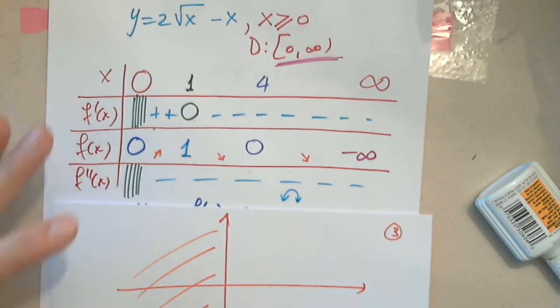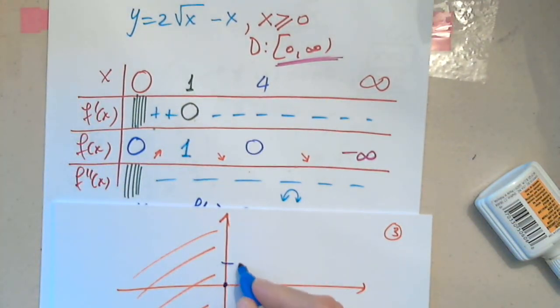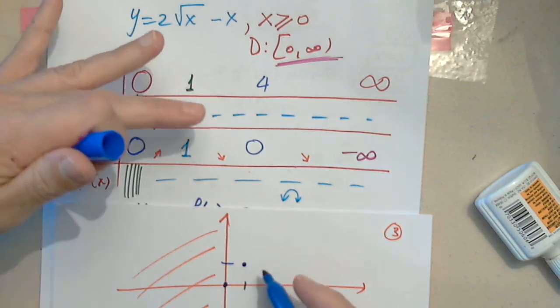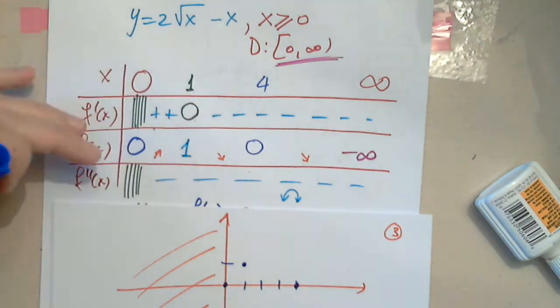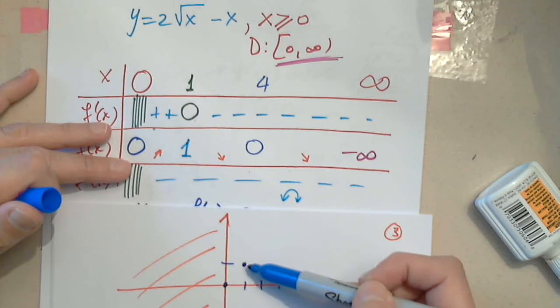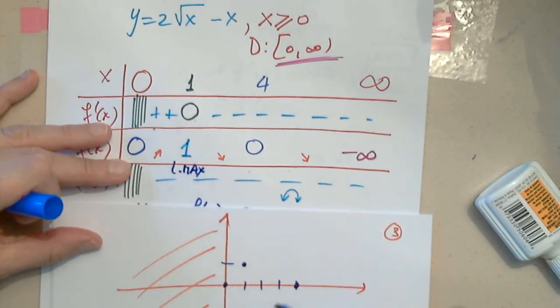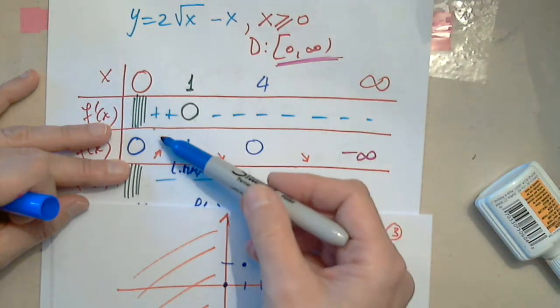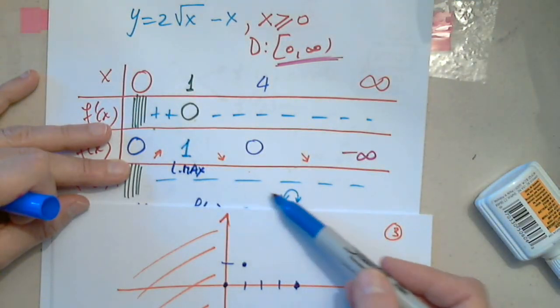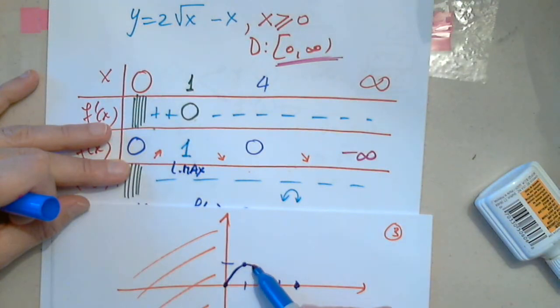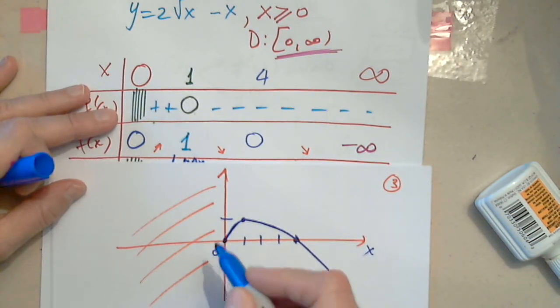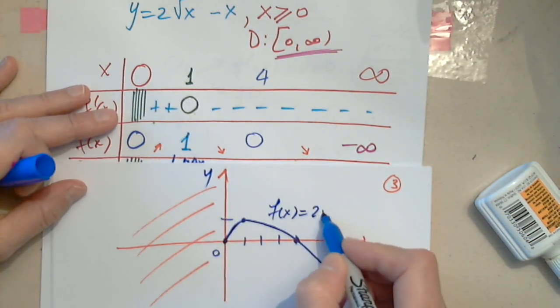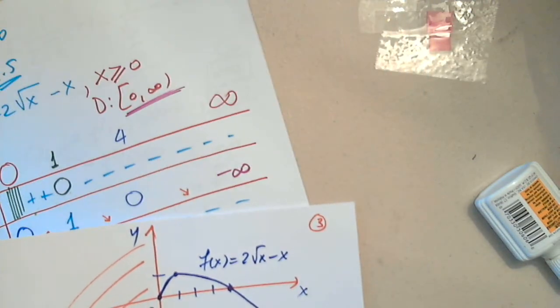Okay, so at 0 is 0. At 1 is 1, 2, 3, 4. So the function is increasing to this maximum, which is a local max. It will turn out to be an absolute max as well. It has the x-intercepts 0, 0, and 4, 0. It's increasing and then decreasing, and it's always opening down. No problem. So this is the graph of 2 to the square root of x minus x.